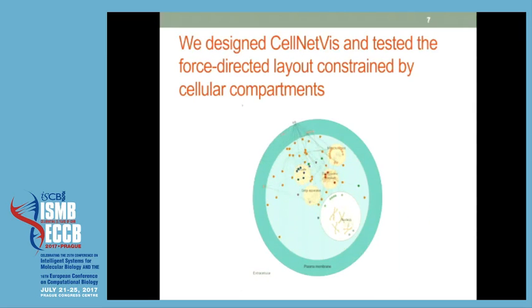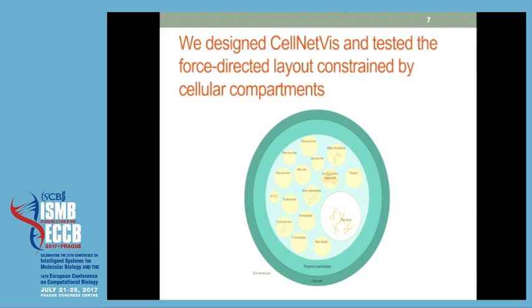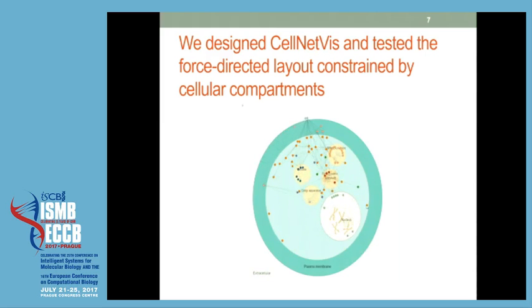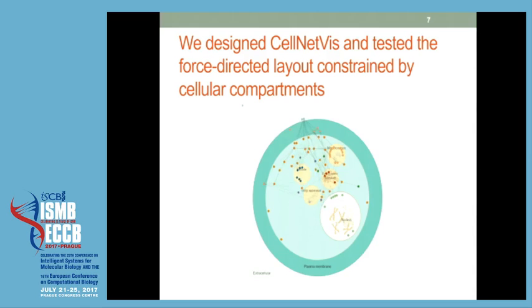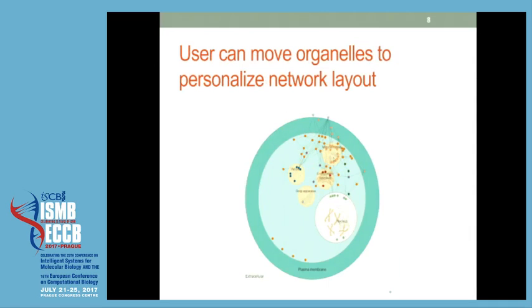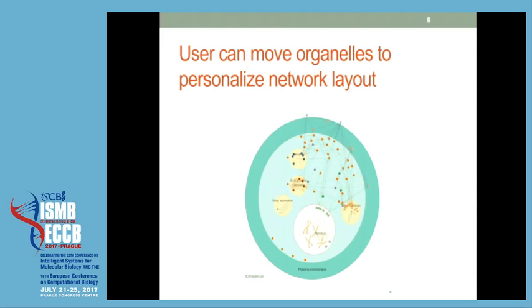So we designed CellNetVis. This is the main diagram, and these are all the possible organelles we have. All the organelles that are not in the network will be hidden. Since the network is based on a dynamic force layout, the user can move the organelles and the network will be repositioned. So the user can look for the better layout for their data.